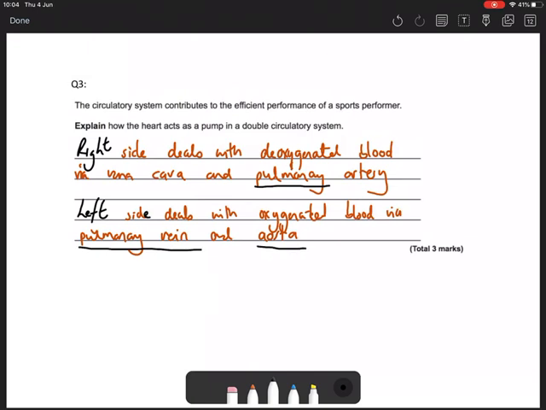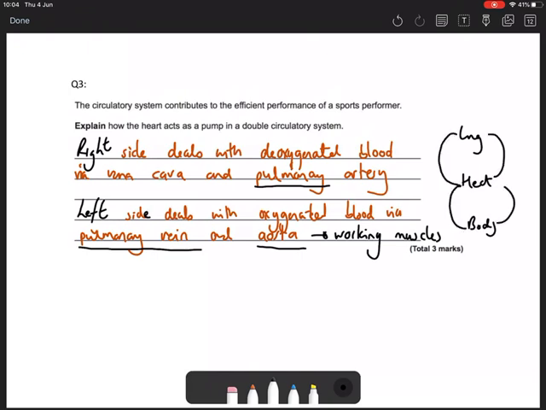So the oxygenated blood has come back to the heart via the pulmonary vein, and then it leaves the heart via the aorta to working muscles. Now, because we have this double-sided system, there isn't a delay, it's constant. If we think we have lungs, heart, body, it's heart, lungs, heart, body. And they're both going on at the same time. So there is no delay process. We've got a double pump happening.